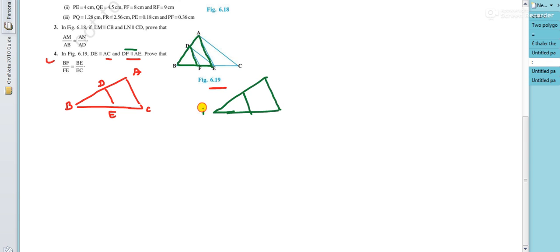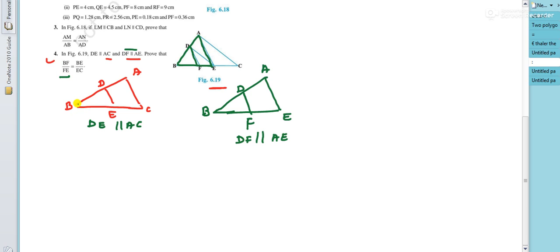Okay, this is B, this is D, E, sorry, this is F, and this is A, E. Now they have given here DE is parallel to AC, and DF is parallel to AE. They have asked to prove BF by FE.